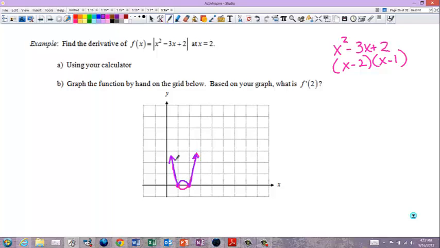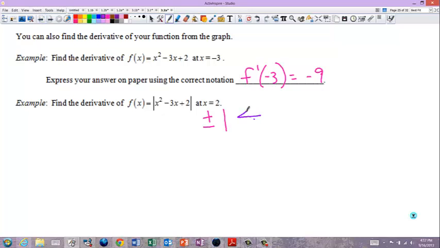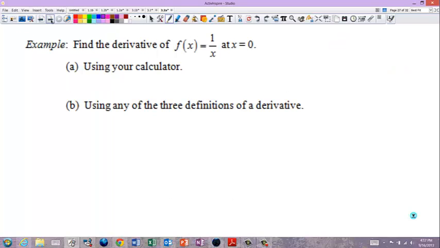So the purple graph is actually the graph of f of x, not f prime of x, the absolute value graph. Now, at 2, does the derivative exist? No, because there's a pointy place. So your calculator just lied to you. So make a note, anytime your calculator gives you multiple answers for the derivative, that means the derivative does not exist. You got to be careful. Your calculator sometimes lies.